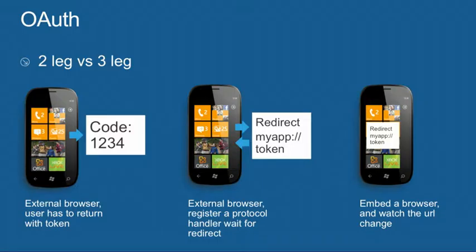The second way people seem to do it a lot in the iPhone world is to register a protocol handler so that they have a fake URL which will launch their application.